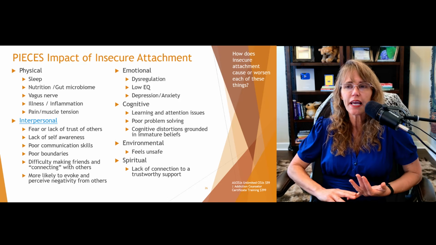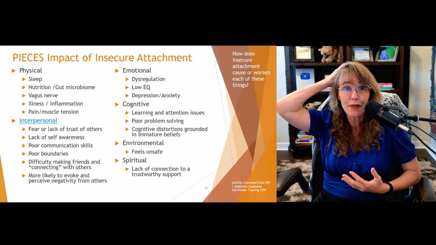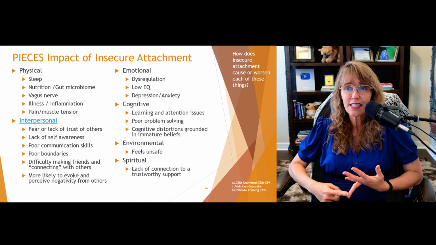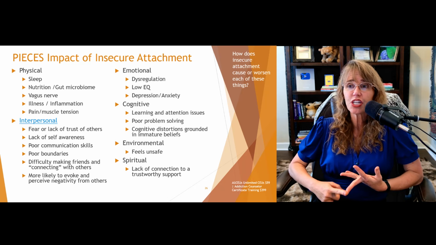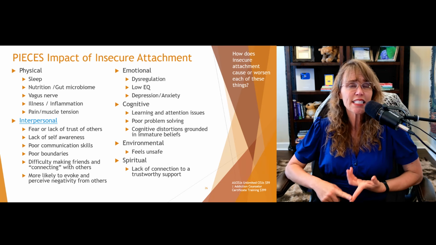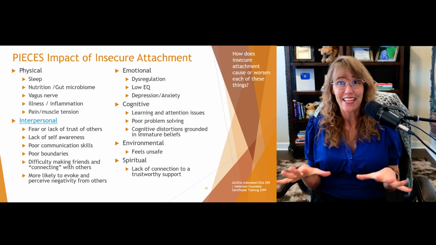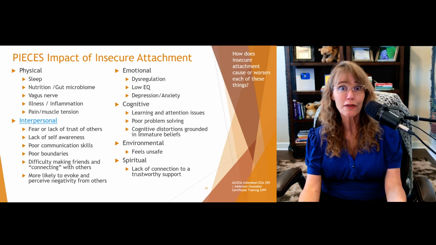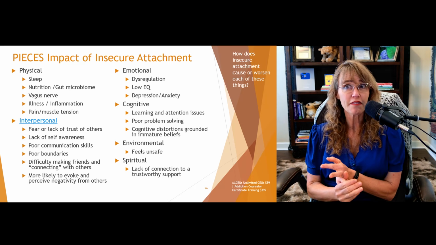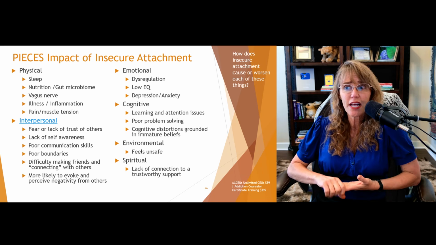Emotionally, people tend to have a lot of dysregulation because their stress response, their HPA axis, is just all out of whack. They have low emotional intelligence and tend to have high depression and anxiety. Cognitively, they have learning and attention issues. If you're feeling stressed, if you're hypervigilant, you're not paying attention to learning calculus. You're trying to stay safe. They may have poor problem solving. Well, they're not thinking clearly. They're not sleeping well. We can understand why.